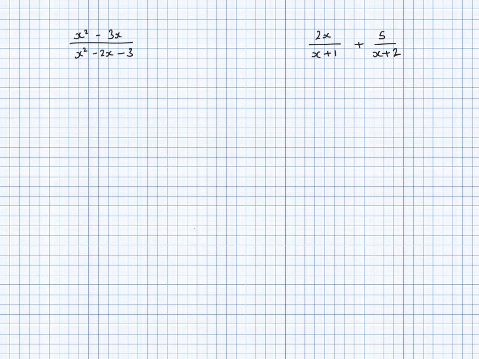Sometimes students find it difficult to know the difference between the two, and they muddle up the methods for them, which ends up with the wrong answer. Now I will show how to simplify each of these two expressions.